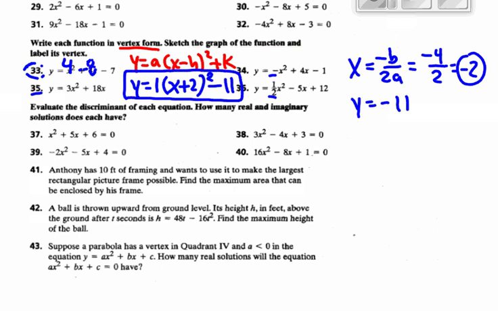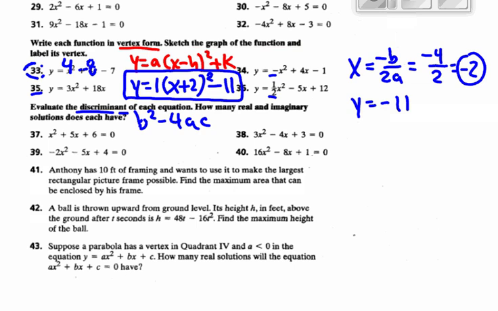All right, evaluate the discriminant of each equation. Remember, the discriminant is that b squared minus 4ac that I just showed you. Remember, if I do b squared minus 4ac and it comes out to be a perfect square, then it will factor. That was called the discriminant. So it says evaluate the discriminants. They want you to do the b squared minus 4ac here and determine how many real and imaginary solutions.